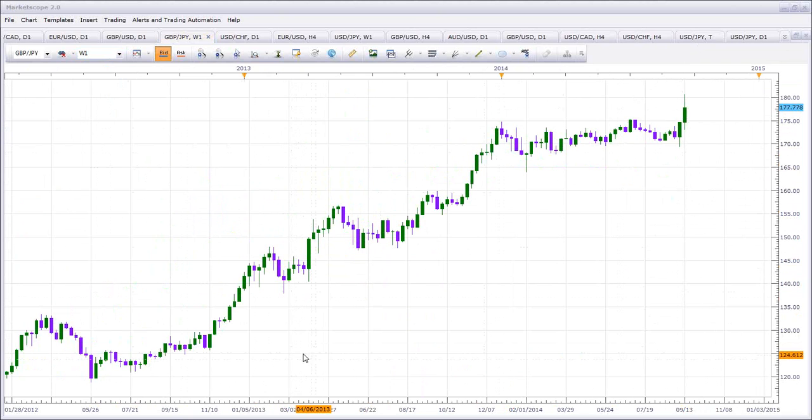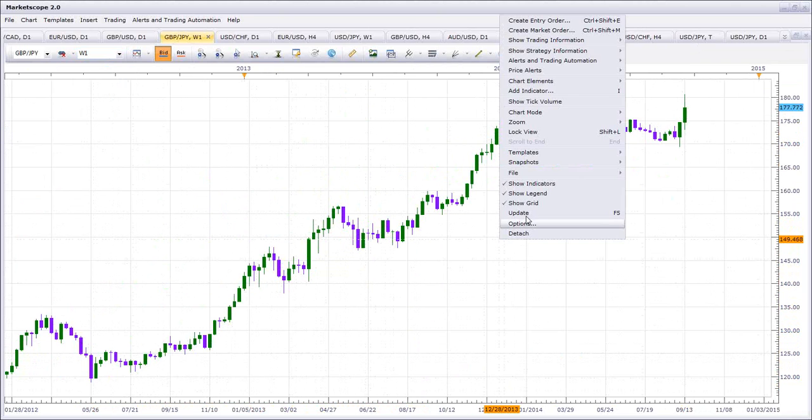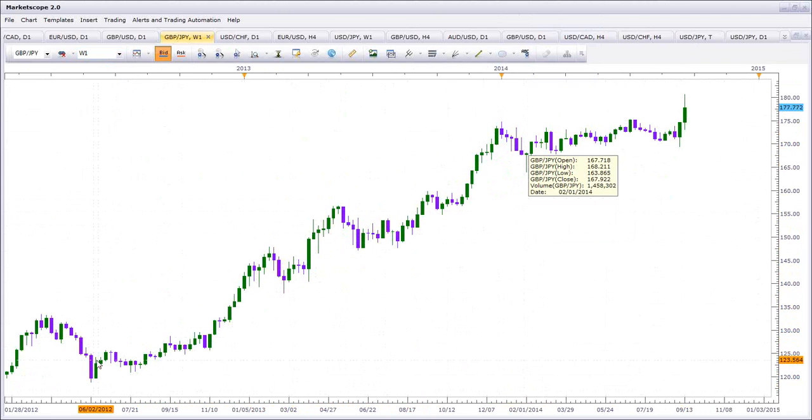You see the pound, since May 2012, we started an uptrend. So the pound was going up on the weekly chart, and then we had a period of consolidation. I hope everybody understands the terms that we're talking about.